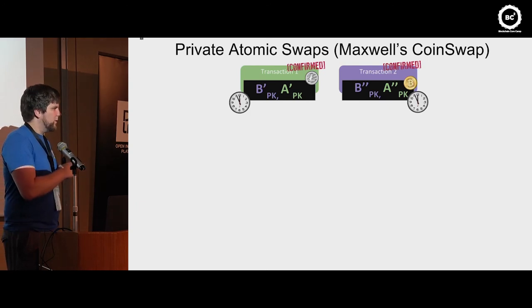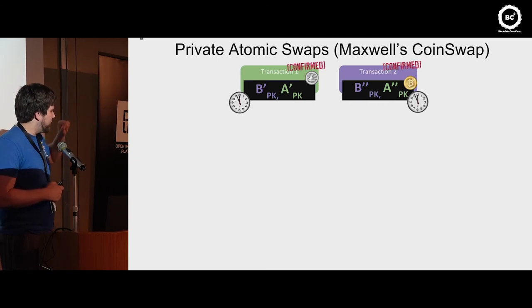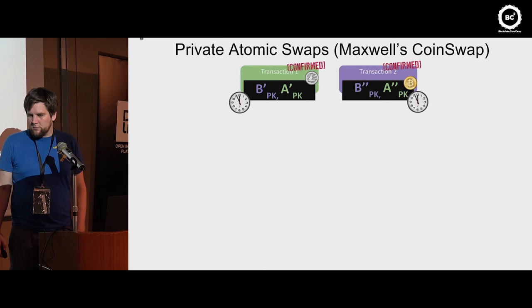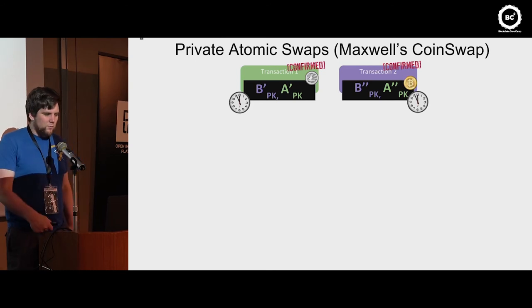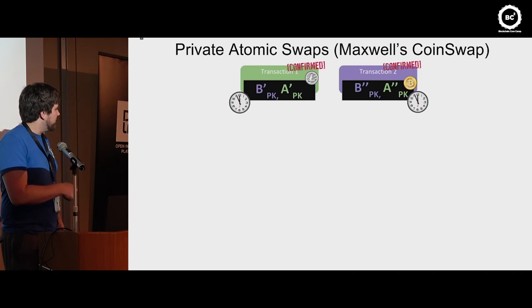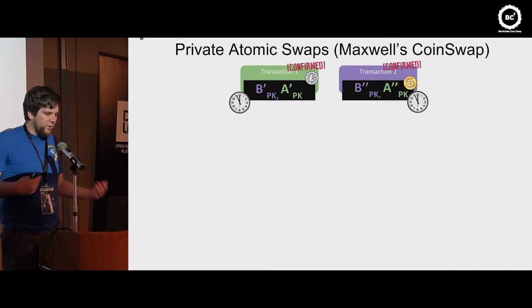Another privacy protocol for atomic swaps is Maxwell's coin swap. The original version presented two different ways of doing this.